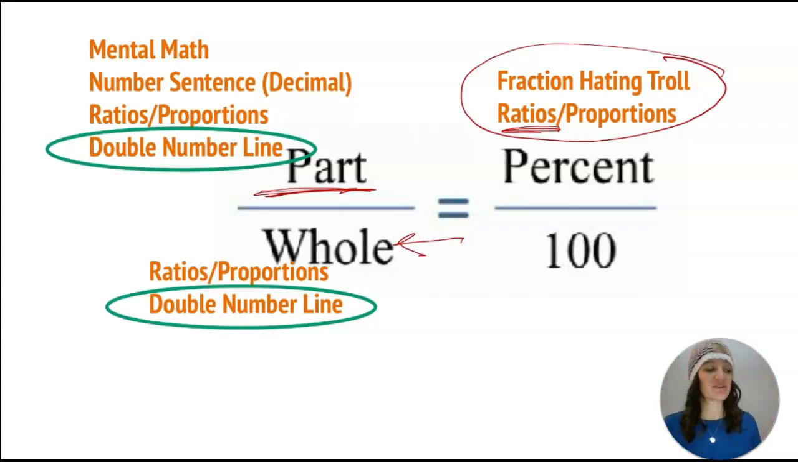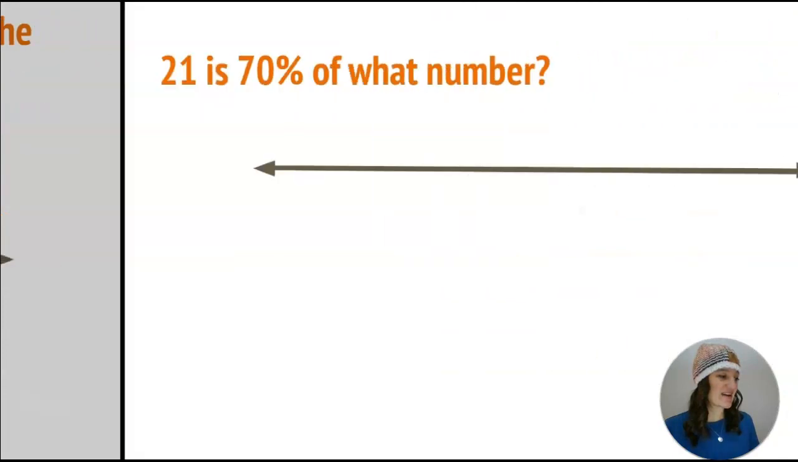This is really beneficial when you're looking for the whole because there's not very many strategies for solving when you're looking for the whole. Yes, you can use it the ratio way. You can also use it the double number line way. And I like to give you two strategies, right? So you can check your work and make sure that you've done it correctly.